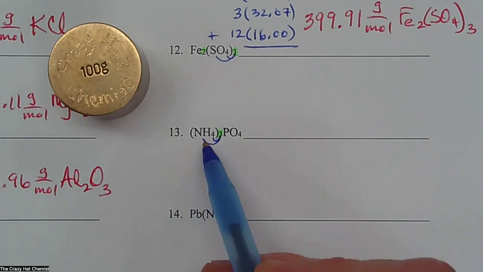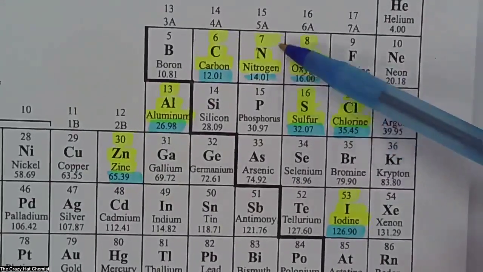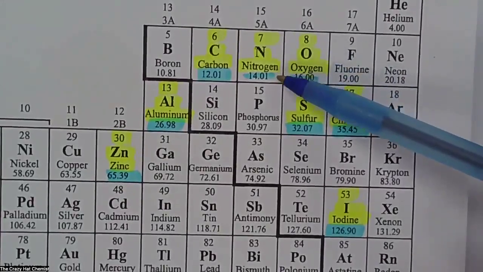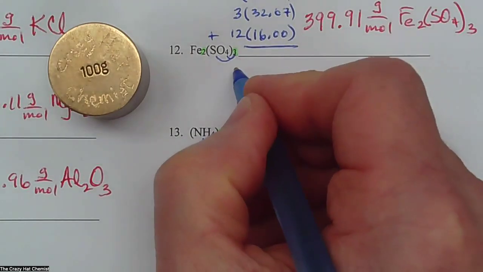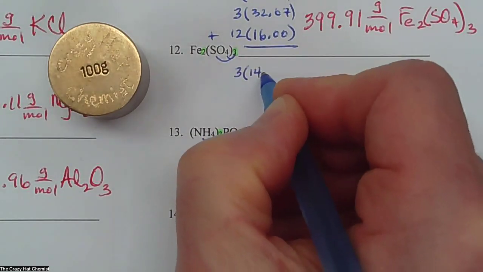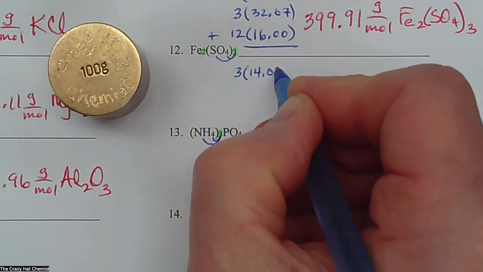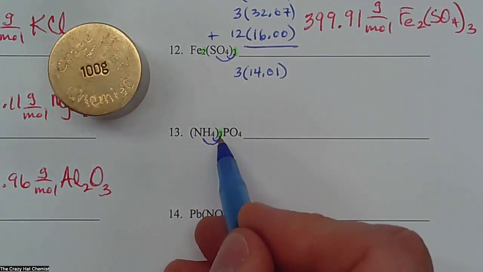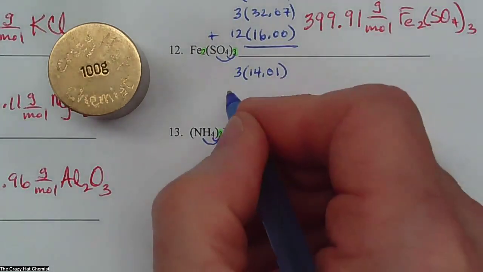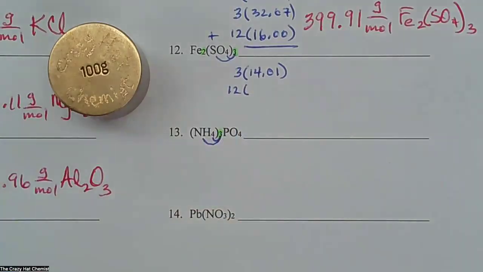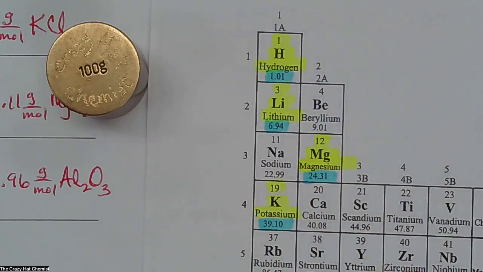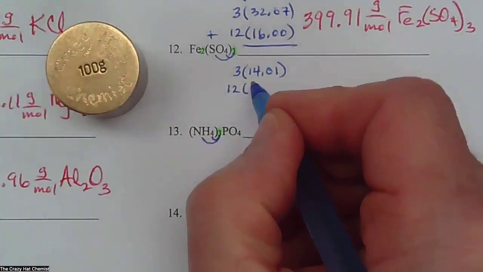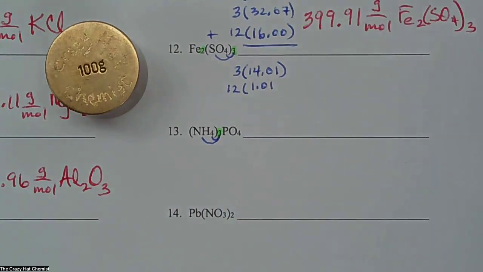So the nitrogen, we have done that before. So nitrogen, that's atomic number 7, N, and nitrogen 14.01. There are three nitrogens at 14.01. Then there are 3 times 4, that's 12 hydrogens. We're going to find the molar mass of hydrogen. That is 1.01 for hydrogen.